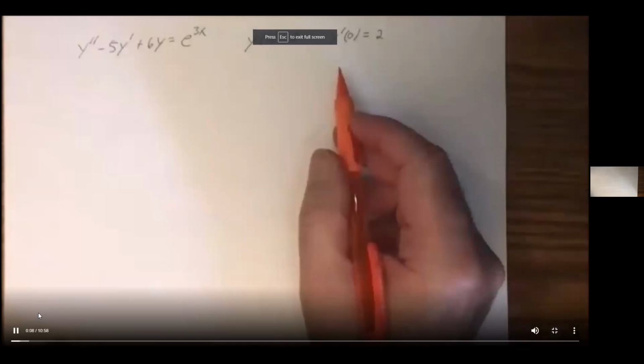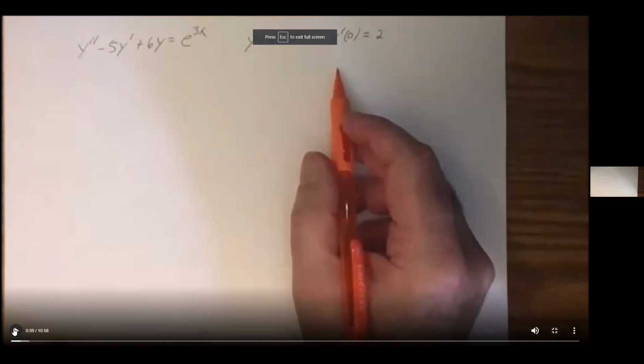Okay, so we want to solve this differential equation given these initial conditions. I have a video where we solve this, and I guess this is going to run around 11 minutes. So let's see. The first thing I'm going to do is find the complementary solution, right?